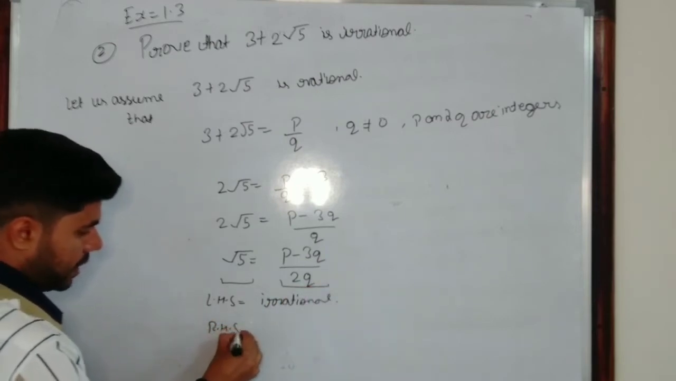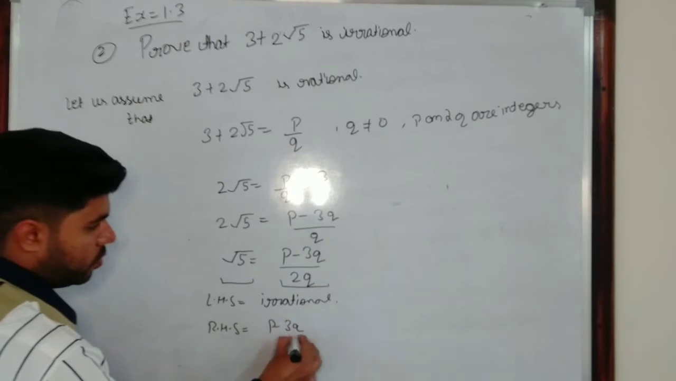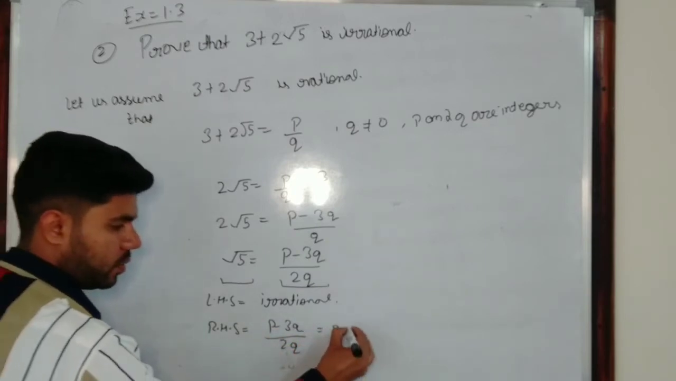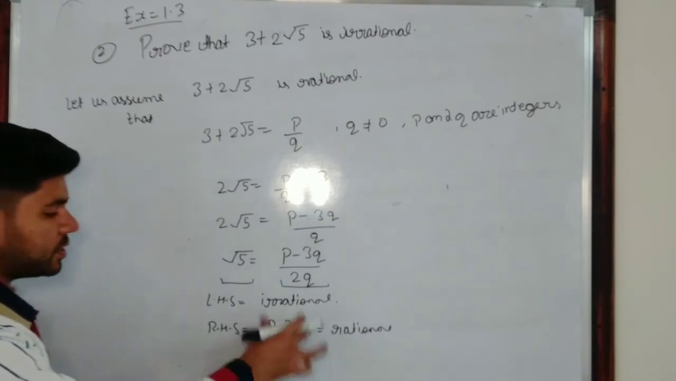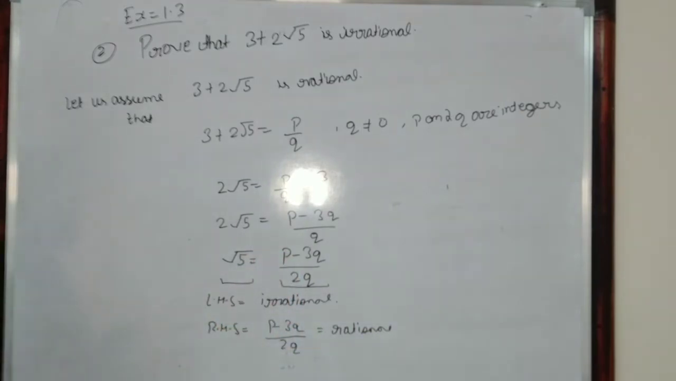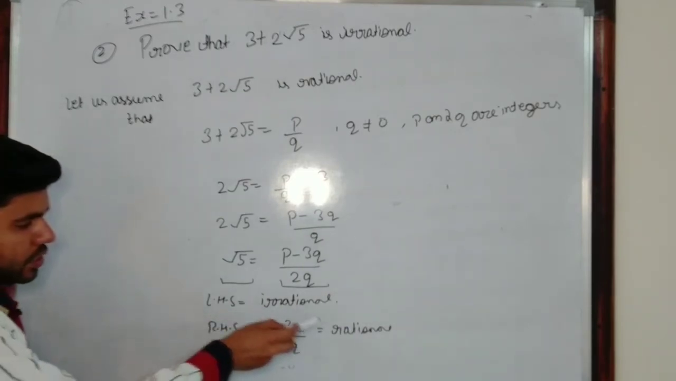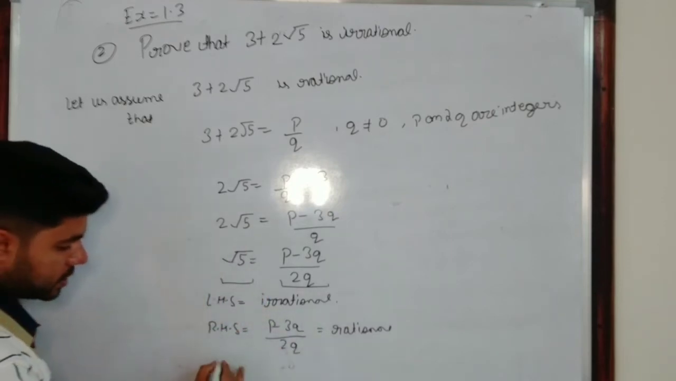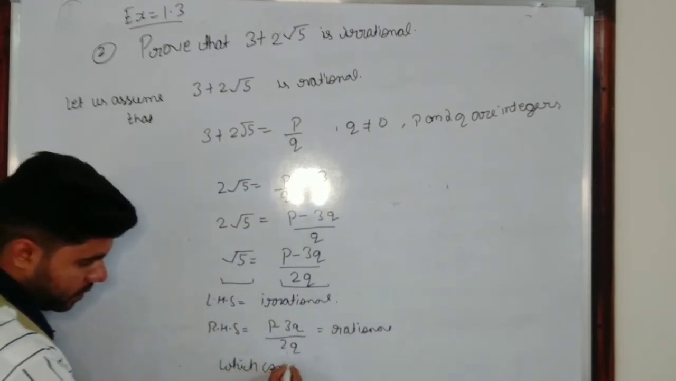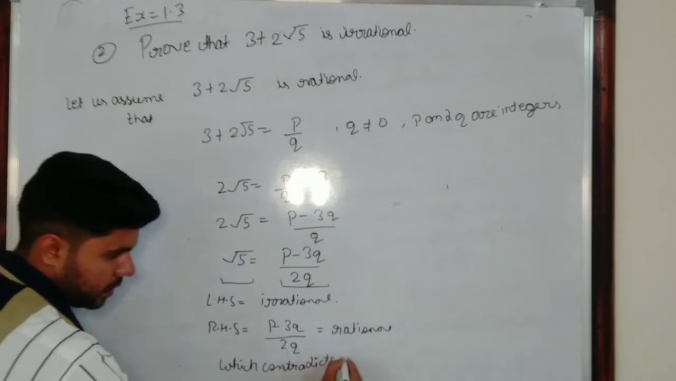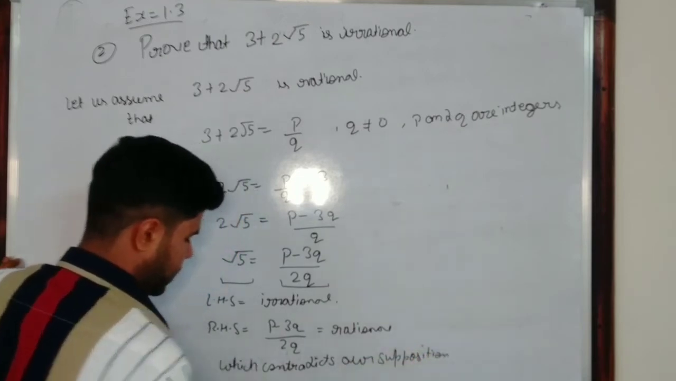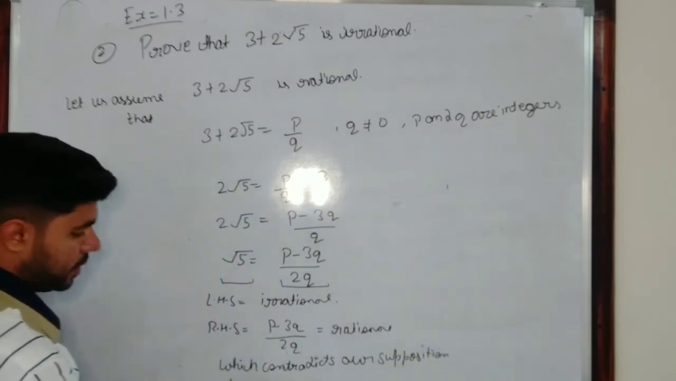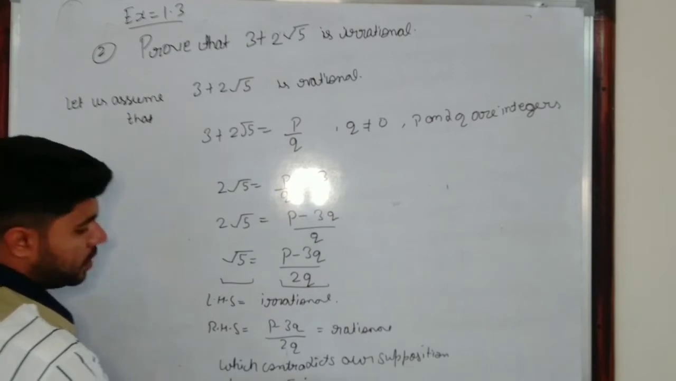If we write the left-hand side, root 5 is irrational. When we look at the right-hand side, p minus 3q upon 2q is rational, because p and q are integers and rationals are closed under these operations. So an irrational equals a rational, which contradicts our supposition. Therefore 3 plus 2 root 5 is irrational.